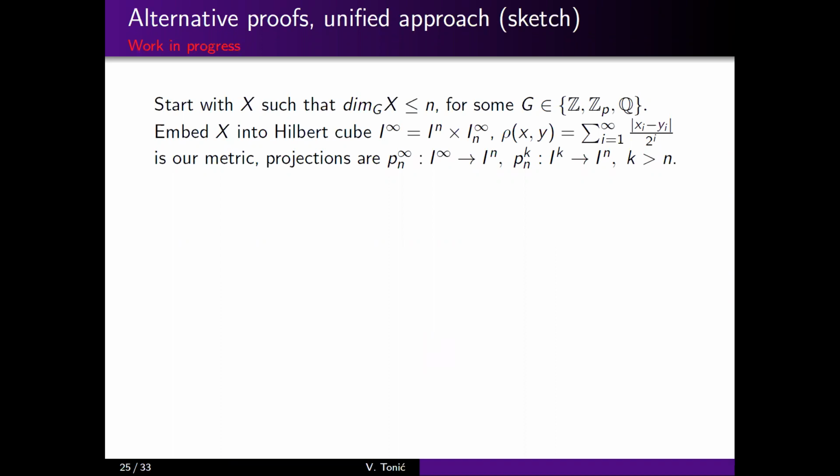We start again with a compact metrizable space, which has the requirement of dim_G of X being bounded by an n, where G for us is either Z or Z mod P or Q, because we're only dealing with these three groups. And what we do differently than our predecessors is we embed X into the Hilbert cube. And I'll just point out here that it will become important for us what the notation is for our projections from a larger part to a smaller part of the Hilbert cube.